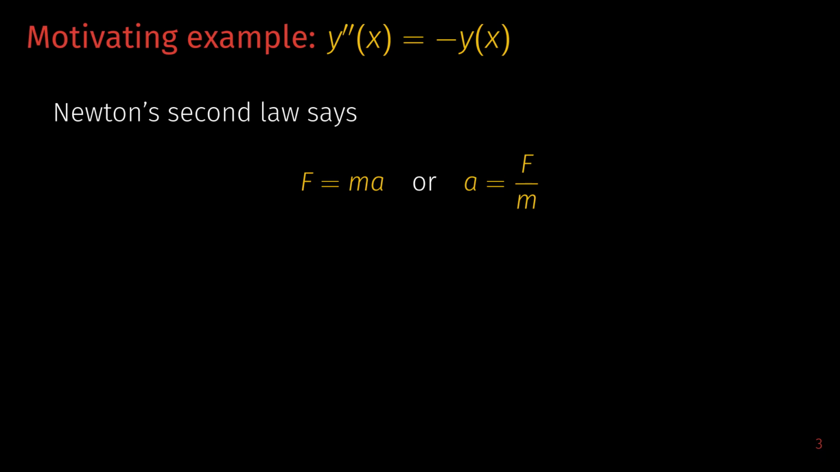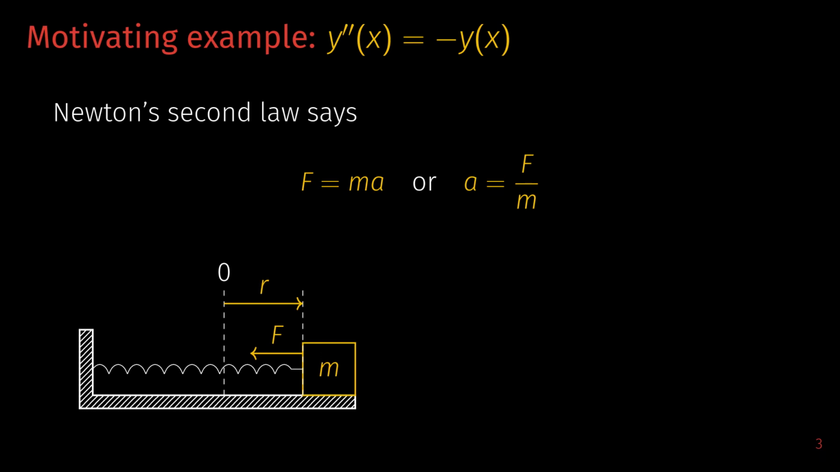But what is that net force? Well, it all depends on the situation. Suppose we have a scenario where mass m, initially at point 0, is pushed to the right. However, that mass is attached to a spring which resists any displacement from its initial position. Now, if that mass m is pushed to the right by r units, then the force resisting that change is going to be equal to minus kr.